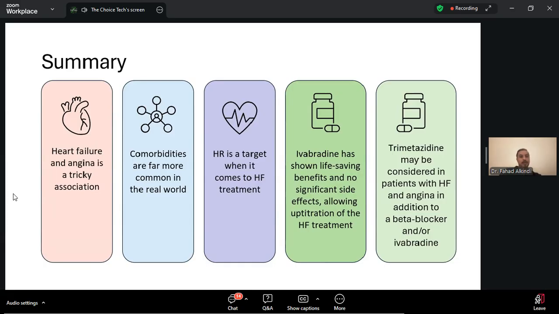So in summary, heart failure and angina is a tricky association. Sometimes we need to tackle both. And of course, the comorbidities are far more common than we think. And we always forget to control the heart rate according to the recommendation, less than 70 per minute. And if the patient is still having symptoms, then we have alternatives like ivabradine and trimetazidine that might be considered, especially in this combination of heart failure with angina.